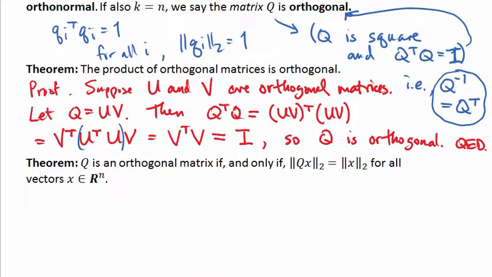That's relatively simple. Here's another one which I won't go into the proof of. One of the two statements is easy, the other one's a little harder. We have the fact that Q is an orthogonal matrix if and only if it leaves the 2 norm of all vectors unchanged. So if the 2 norm of Qx is equal to the 2 norm of x for all vectors x, that can happen only when Q is an orthogonal matrix and always when Q is an orthogonal matrix.